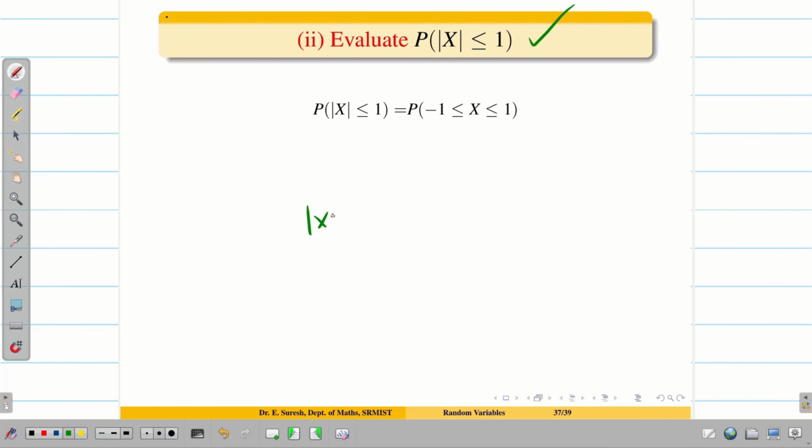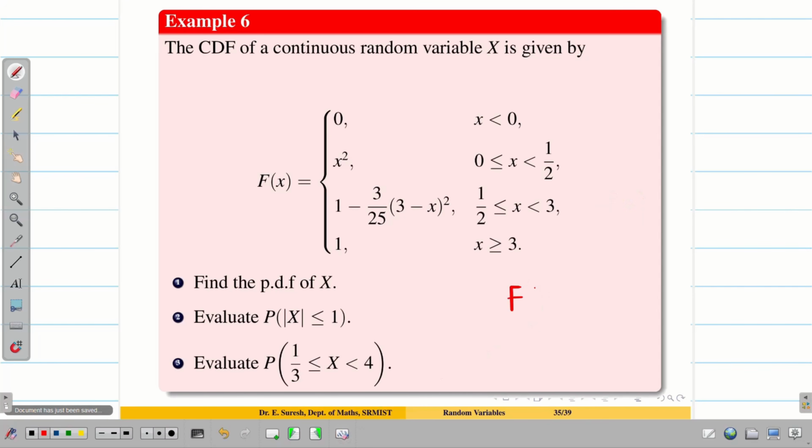We know that mod x less than or equal to 1 is nothing but x lies between minus 1 to 1. So according to our formula, this is nothing but F of 1 minus F of minus 1. Now we have to go to the CDF. We have to find F of 1, and 1 lies between 1 by 2 to 3. So just substitute the value 1 here.